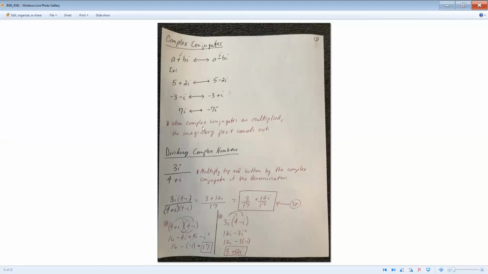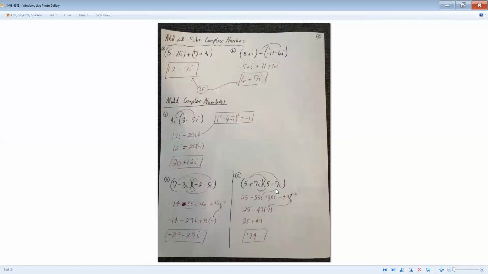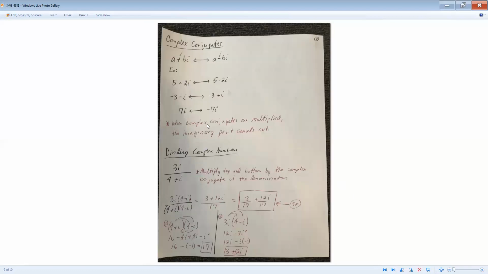Also take note from the previous example. When complex conjugates are multiplied, the imaginary part cancels out. So going back here, 5 plus 7i, 5 minus 7i, when we multiply them together, the imaginary part cancels, leaving us with just 74. That will always occur whenever you multiply your complex conjugates.